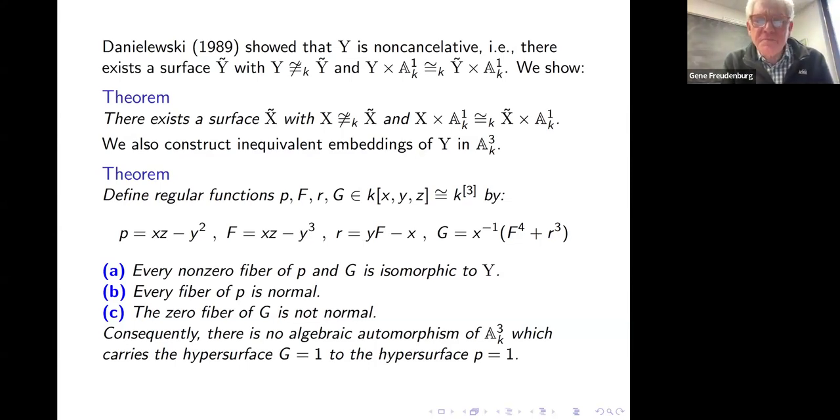every non-zero fiber of P and G is isomorphic to the surface Y. Obviously for P, but not obvious for G. Secondly, every fiber of P is normal, but the zero fiber of G is not normal. And so as a consequence, there can be no algebraic automorphism of A3 that carries the fiber of G to the fiber of P, right? So we get these inequivalent embeddings.